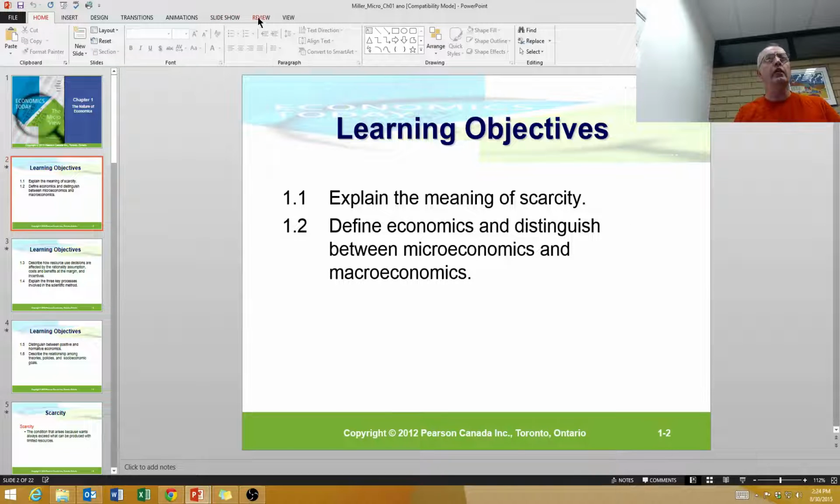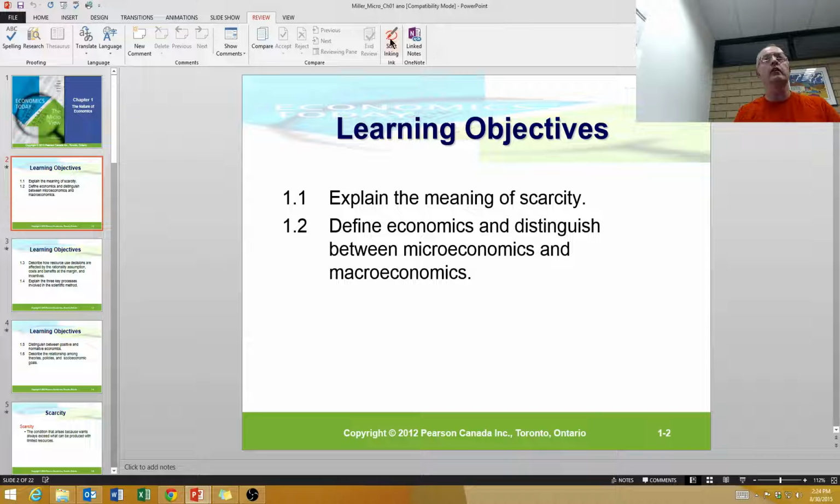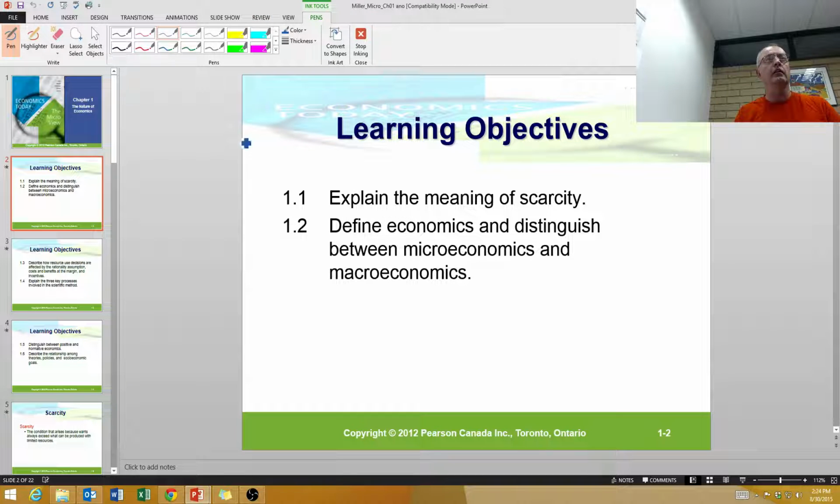Okay, so in chapter 1 here, I like scribbling on these things. Good news for me is I like scribbling on them. The bad news for you is that I have bad handwriting.